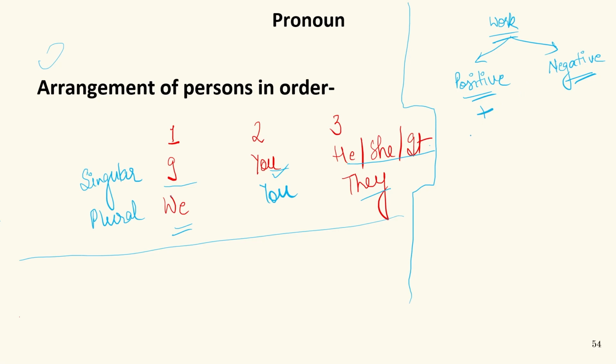Now, if the work is positive, we use the order 2, 3, 1. It means first we will use you, then 3, which means he, she, or it, then first person, that is I. But in case the sense of the sentence is negative, or the work, not the sentence, is negative, it is only the work, the action which is going on. If it is negative, we use 1, 2, 3. But for positiveness, we use 2, 3, 1.